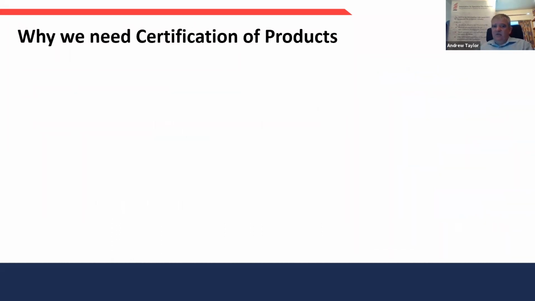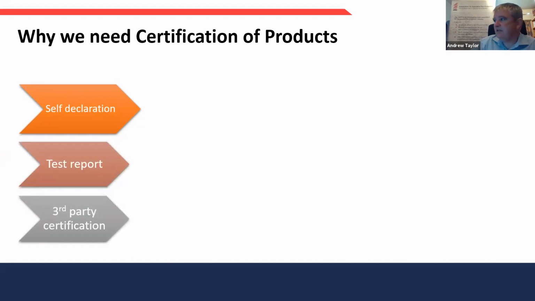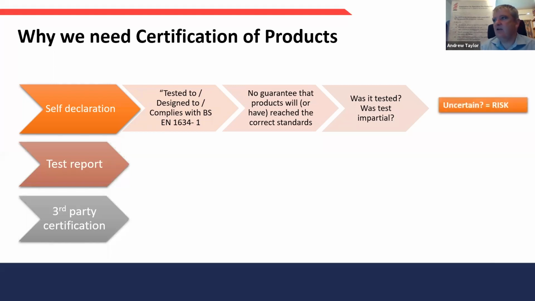So this is one of the things, of course, within ASFP, we talk about: why do we need certification of products? And one of the key things we see going forwards is that there are three ways people can make products available in the marketplace: self-declaration of performance, a test report, and third-party certification. And if you consider self-declaration, if I tell you that my product's been tested to, or worse still, it's been designed to, or it complies with, there's no guarantee that that product's reached the correct standards. So was it tested? Was it impartial? I don't know. And so we're uncertain. There's a bit of risk there.